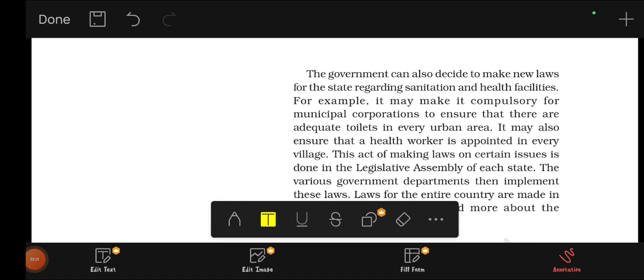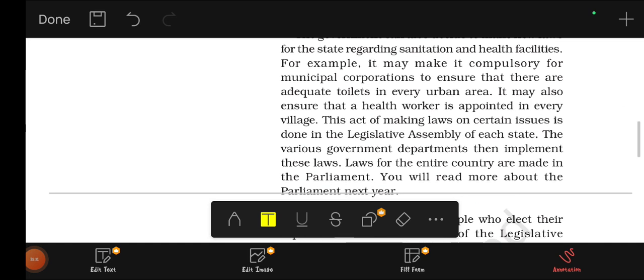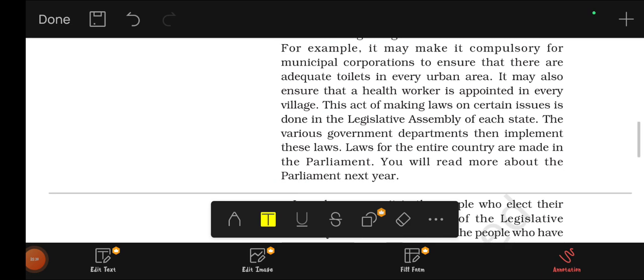So the government can also decide to make new laws for states regarding sanitation and health facilities. For example, it may make it compulsory for municipal corporations to ensure that there are adequate toilets in every urban area. It may also ensure that a health worker is appointed in every village and so on.